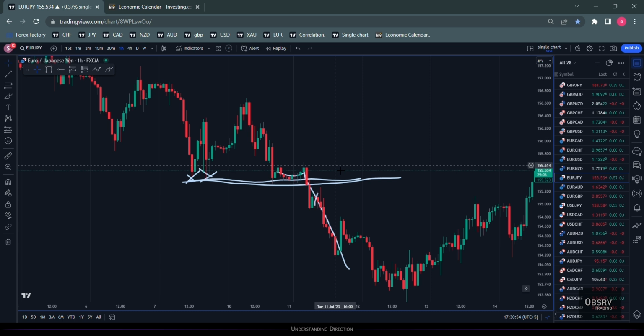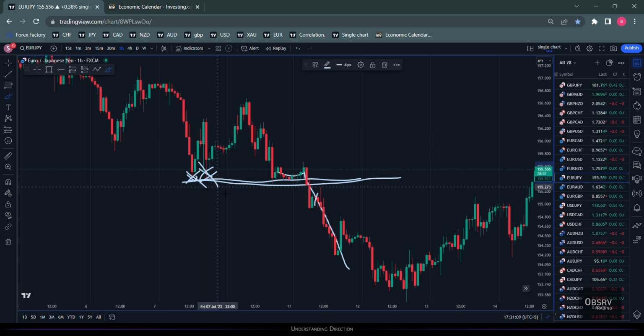No, we're just going to be focusing on what we're going to call new direction on any chart. So as you can see, the price was unable to make lower lows here, unable to make lower lows here, unable to make lower lows here, unable to make lower lows here, and then it breaks through, closes below, and puts in a lower low.